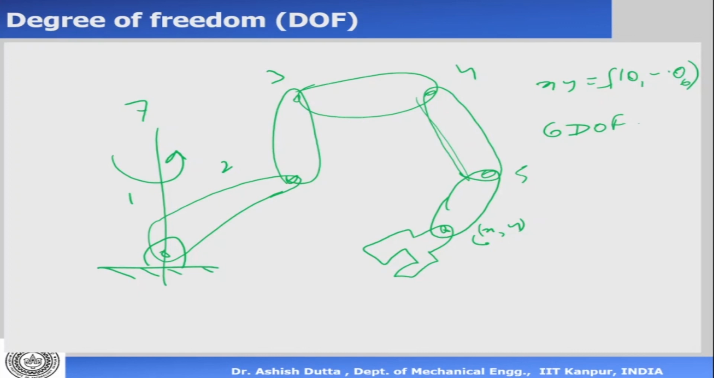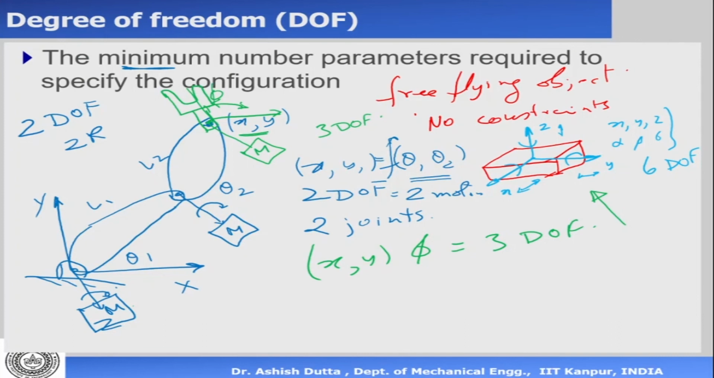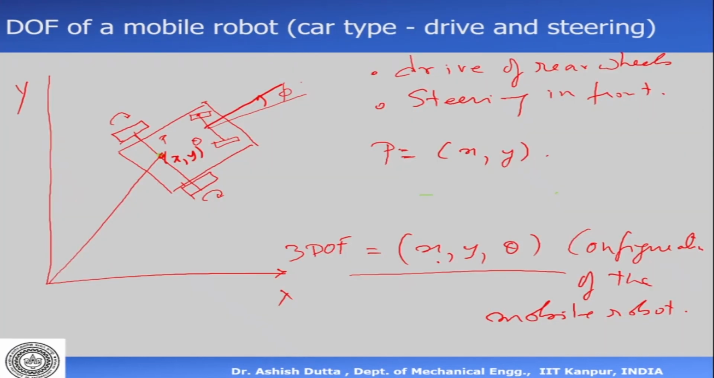Now I hope it is clear what we mean by a degree of freedom. It comes from the degree of freedom of each joint and how many joints there are. In the case of a free flying object, it is the motions it has. Now let's look at a mobile robot. What is the degrees of freedom of a mobile robot? This mobile robot is a car type of robot, so it has a drive and a steering. The rear wheels can have a velocity omega, and they are joined like this.